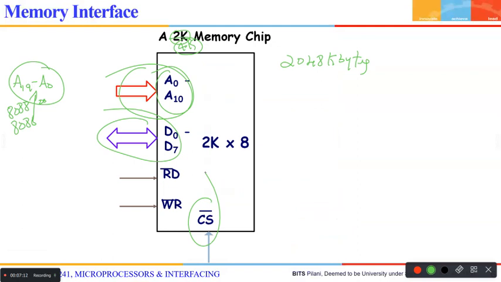What varies in that chip is nothing but these address lines. That's all. The data line remains the same if it is byte addressable. This is your memory chip. This is what you know about the memory chip. Have you understood? Yes. Okay, now let us go forward.